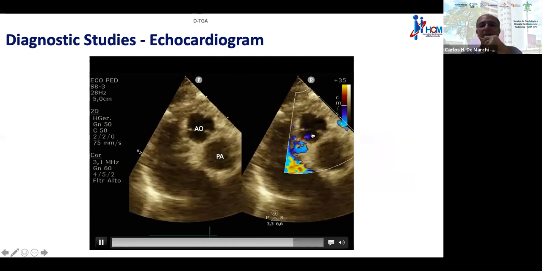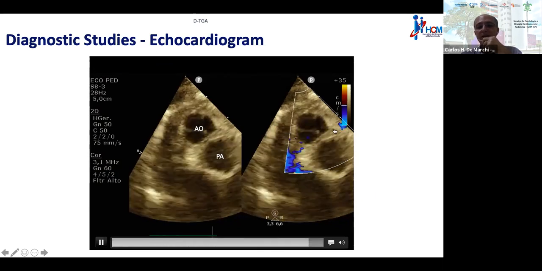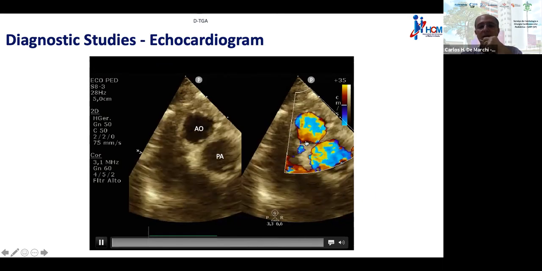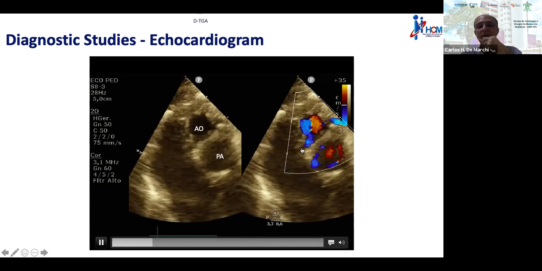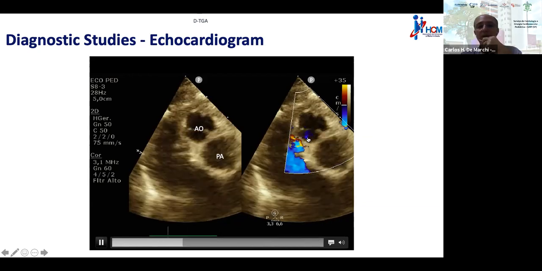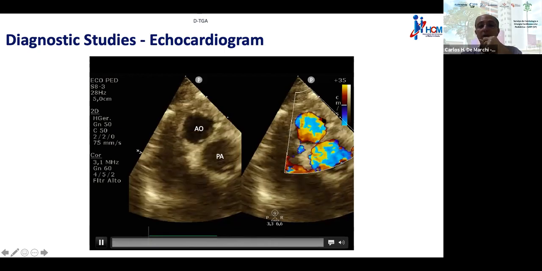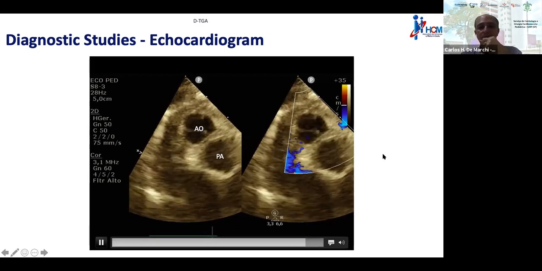And this is quite a good image in which we can see the coronary arteries. This is an impressive image that is not so easy to obtain. It's not common. You can see the right coronary artery from the right facing sinus and the left coronary artery with flow from the left coronary facing sinus.